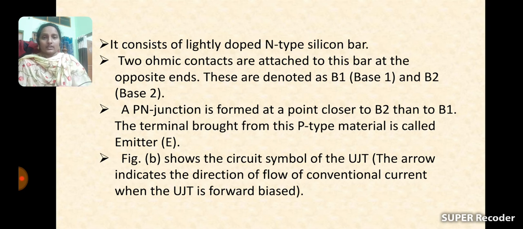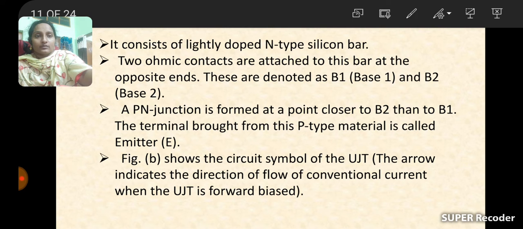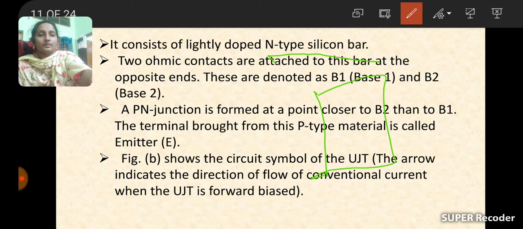What I would like to read here: UJT consists of a lightly doped n-type silicon bar. Two ohmic contacts are attached to this bar at the opposite ends. So first you take an n-type silicon bar; this is the n-type semiconductor bar. Here and here, at the two ends, two ohmic contacts are attached.